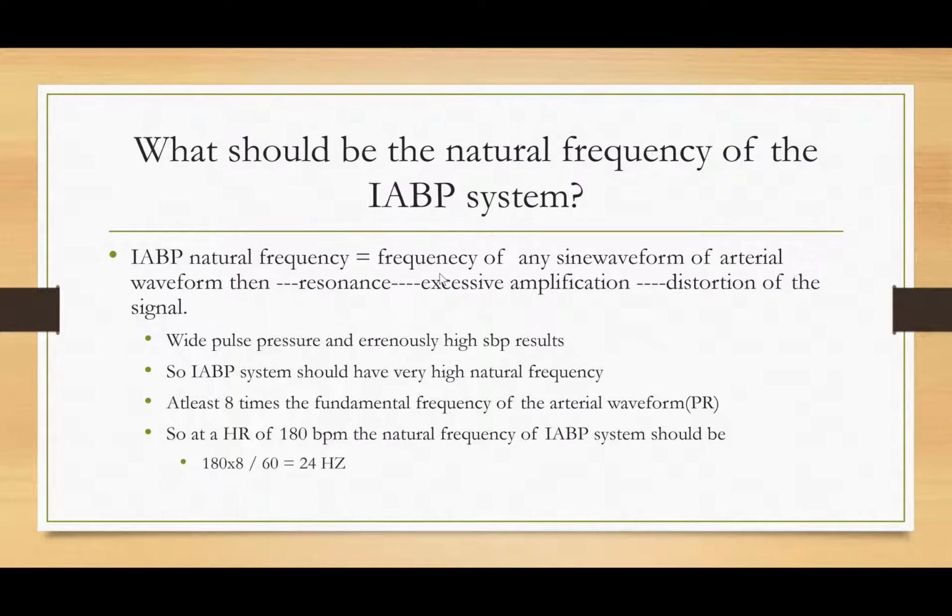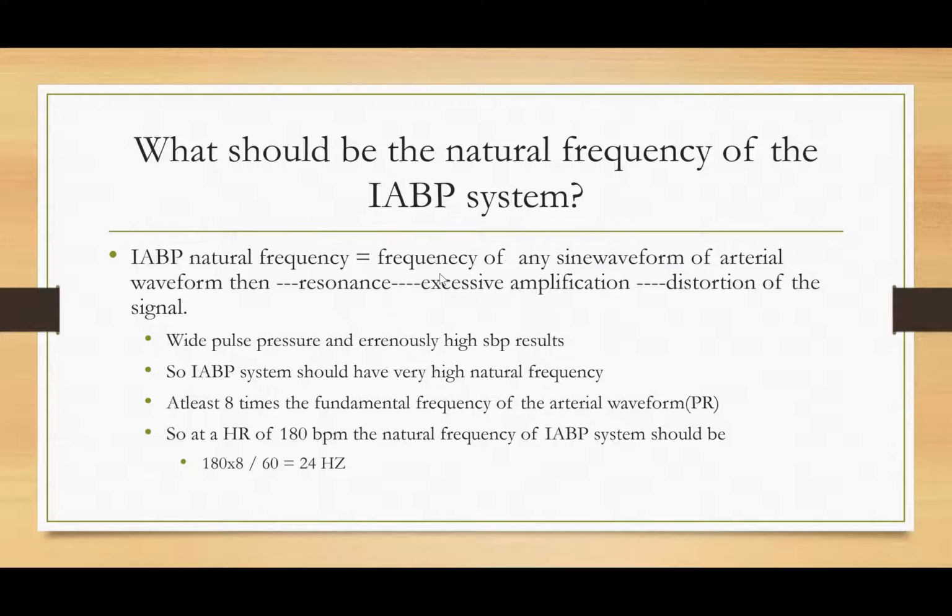So in an intra-arterial blood pressure measurement system, what should be the natural frequency of that system? We know the arterial waveform which is transmitted through the blood vessels during pumping of the heart will have a particular frequency. If that frequency matches the frequency of the intra-arterial blood pressure system, there will be resonance between the two, and a large amplitude waveform results. The two systems will resonate, and that will distort the original arterial pulse waveform. That will result in a wide pulse pressure and erroneously high systolic BP results.